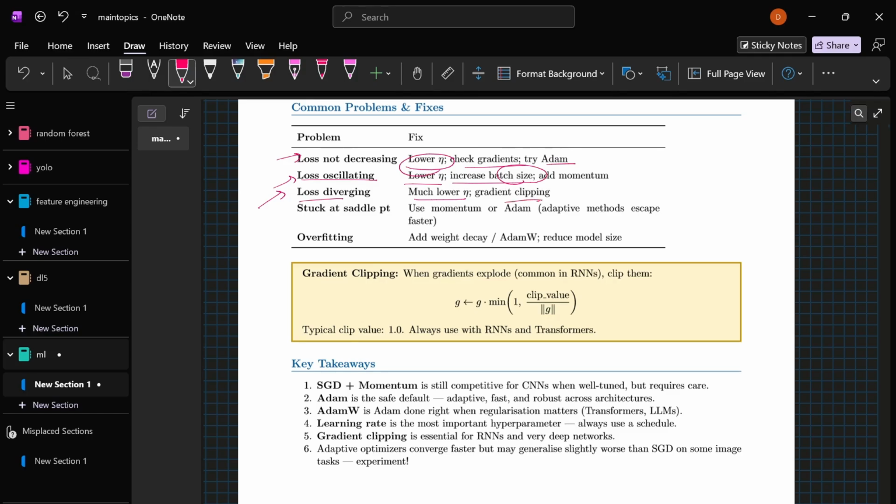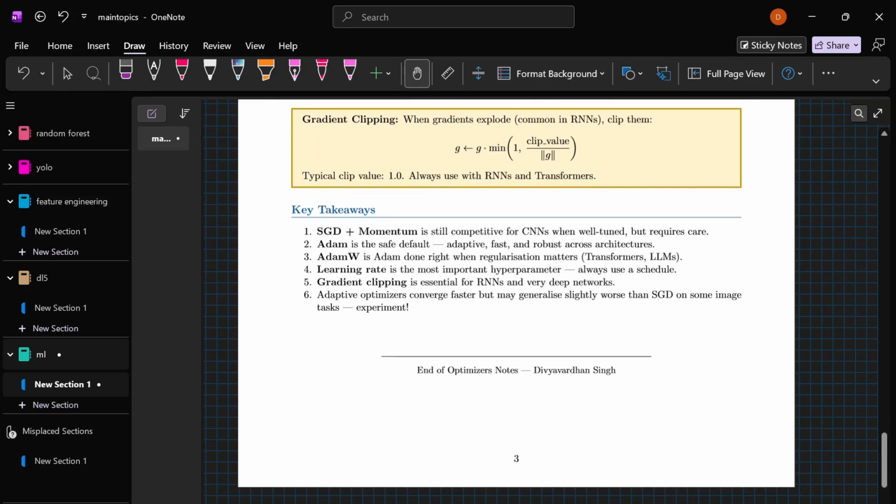Okay, then we have some more points. If you are stuck at a saddle point, then use momentum or Adam. Adaptive methods are much better at escaping saddle points than plain SGD. Then, if you are overfitting, add weight decay. Switch to AdamW, or reduce your model size.